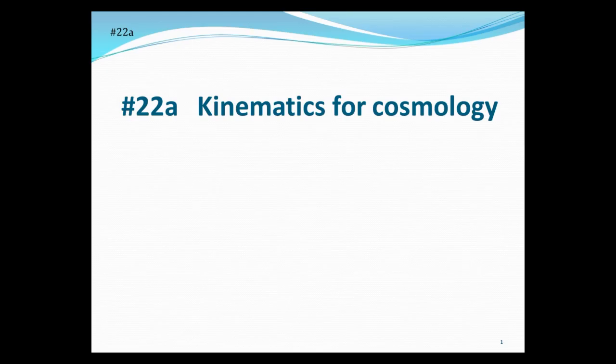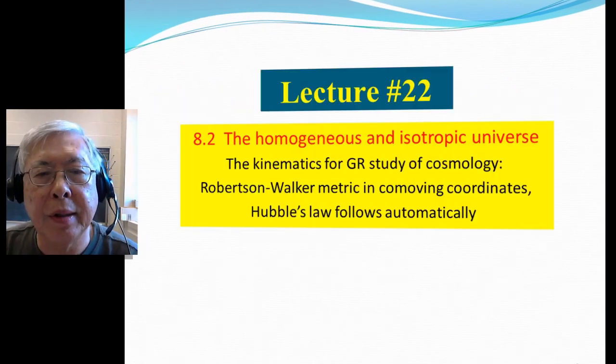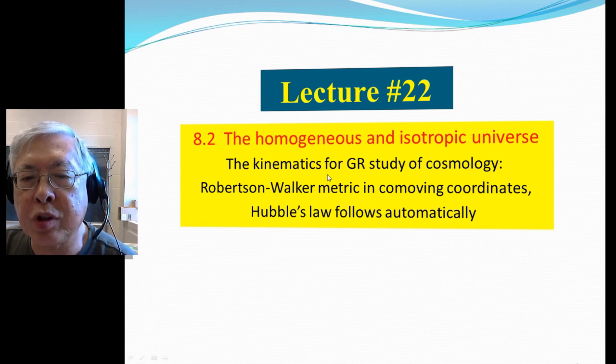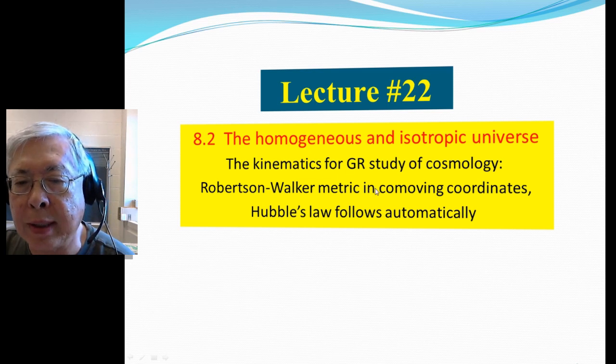Okay, this is the first part of lecture 22 on the kinematics for cosmology. In this lecture, which is basically section 8.2 in the book, we talk about the homogeneous isotropic universe. The kinematics for GR leads us to say the space-time is described by the Robertson-Walker metric when this is done in the co-moving coordinates. And we see once this kinematic setup is done, Hubble's law of the expanding universe follows automatically.